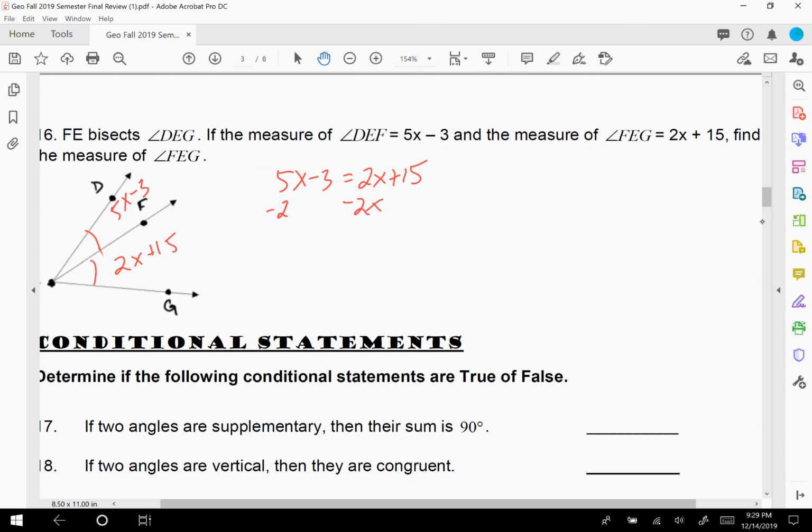Okay, we'll just solve this. So x is equal to 6, and so now we need FEG, so we'll just plug in. So 2 times 6 plus 15, 12 plus 15, and you get 27.